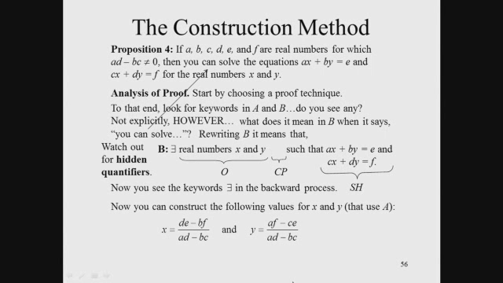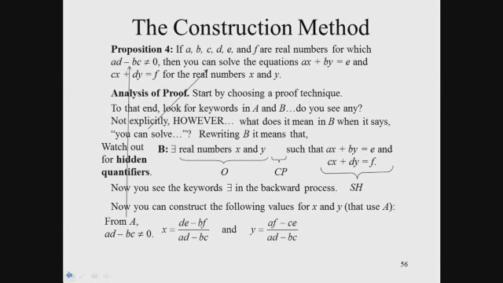You should have a couple of questions. What information in the hypothesis A have I used to construct these values? A times D minus B times C is not 0. AD minus BC is not 0. That's where I used the information in A so that I could divide by something that is not 0. What questions do you have?